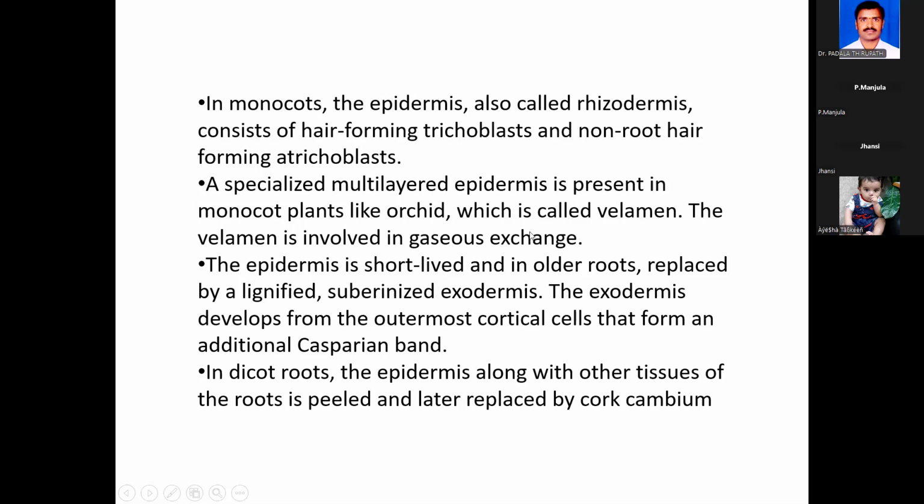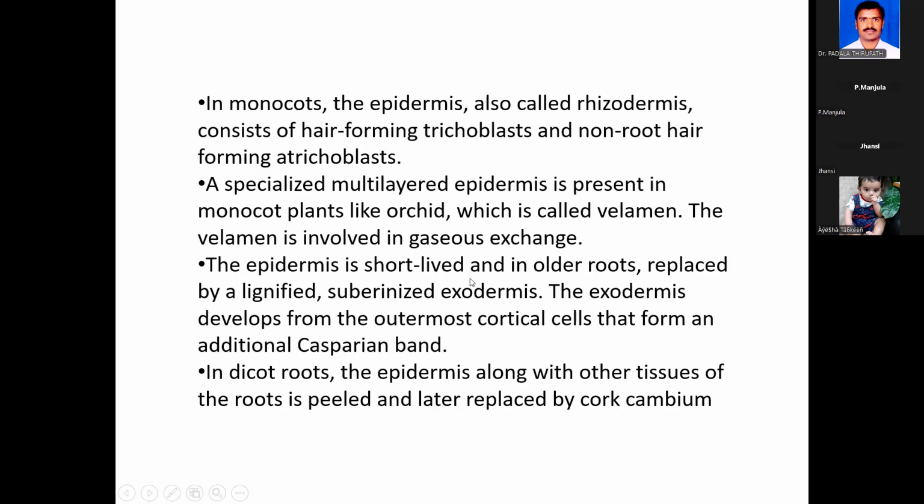In the orchids, these are called velamen roots. The velamen is involved in gaseous exchange. This specialized multi-layered epidermis is seen in orchids, and it mainly helps in the exchange of gases. Generally, members of Orchidaceae are epiphytic. They grow on other plants and absorb moisture from the atmosphere. That's why velamen roots are seen.